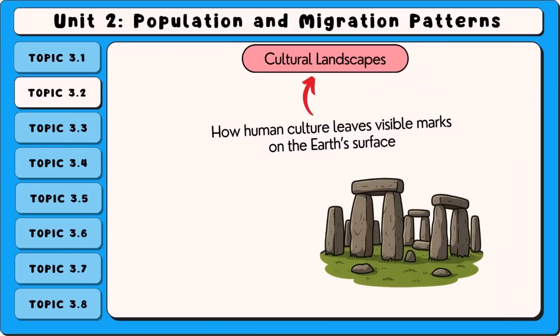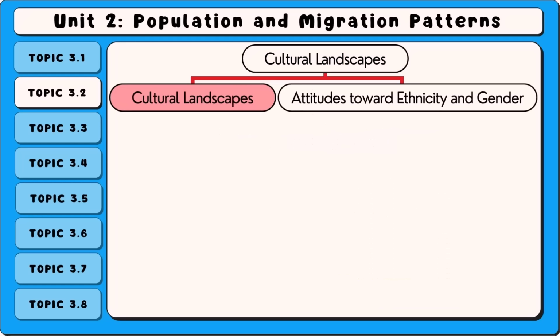In this lesson, we will explore how human culture leaves visible marks on the Earth's surface. These marks are known as cultural landscapes. They reflect how people live, work, and express their beliefs. First, we will learn about the different elements that make up cultural landscapes.